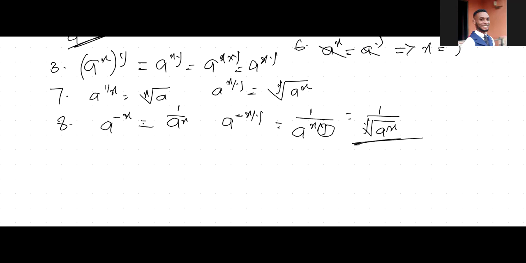Okay, let's take some examples. Let's apply this and see how it works. Let's take our first example. Let's say that you have 0.027 raised to the power of -1/3.